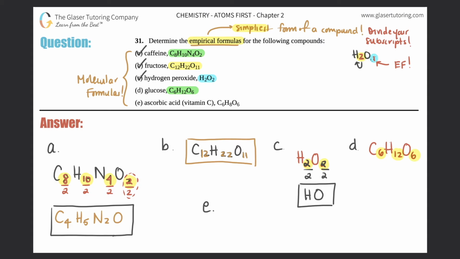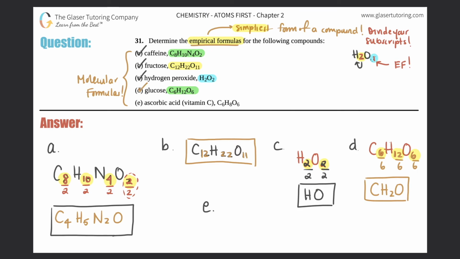What's the highest number that you can divide to get this simplified? A 6, a 12, and a 6. I could divide each one of these by 6, because 6 divided by 6 is 1, and 12 divided by 6 will actually give you a whole number. So this would turn into C1, you don't have to write the 1, H2O. Box that answer off. That's the empirical formula for glucose.